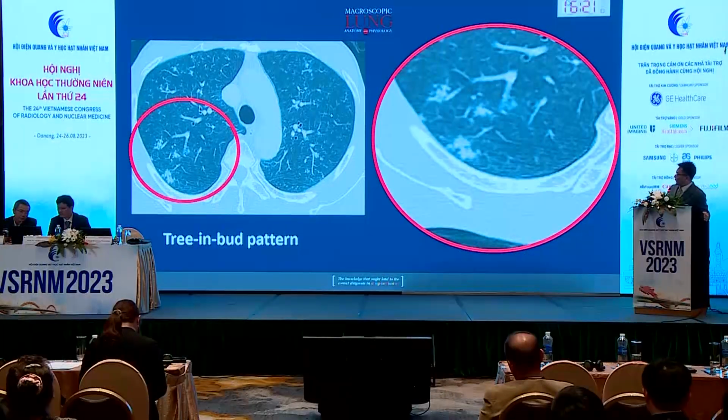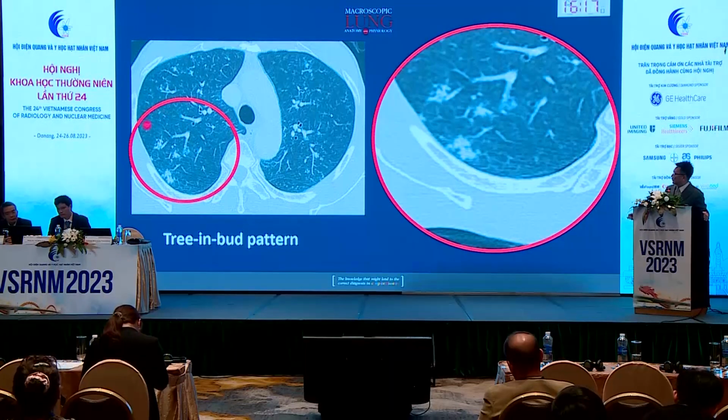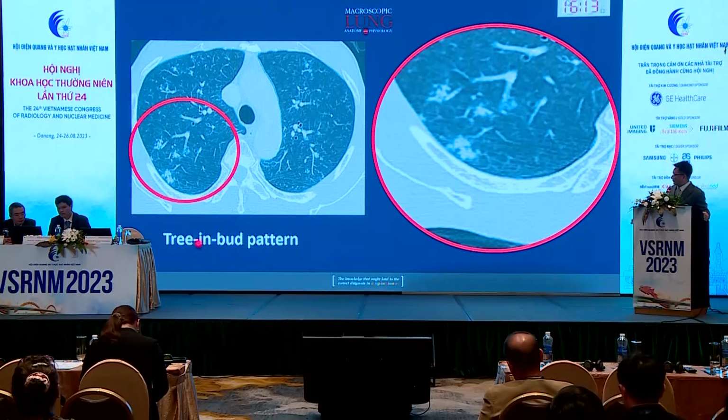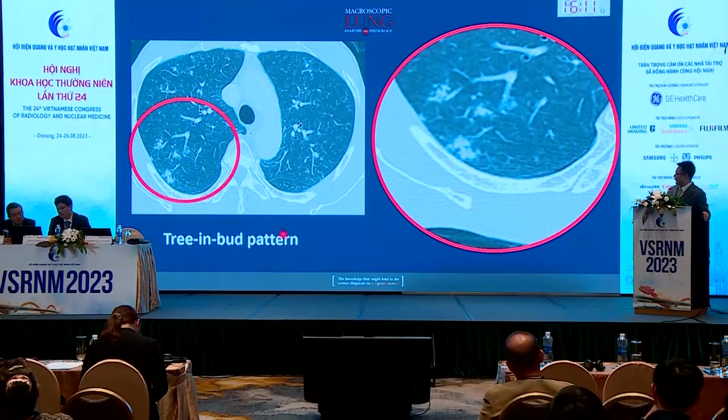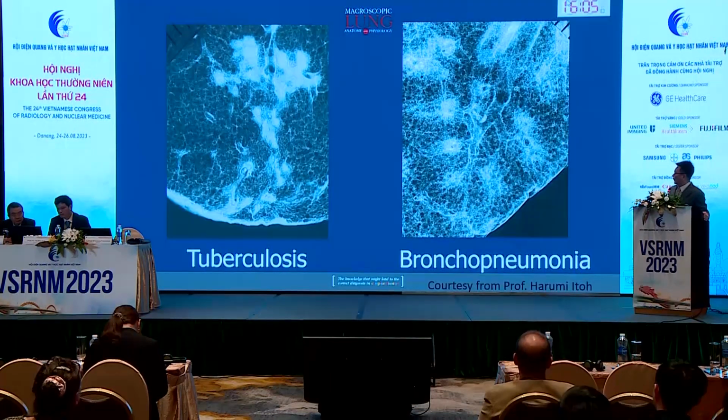On CT, you can see the centrilobular nodules. I think all of us know centrilobular nodules very well. One of the famous terms is the tree-in-bud pattern, and I think this term is from Professor Jung-ji Im and Professor Ito. This is the radiograph of the histology.